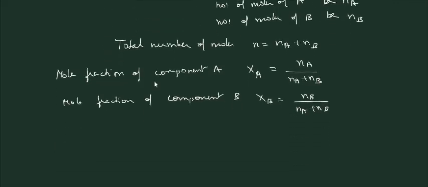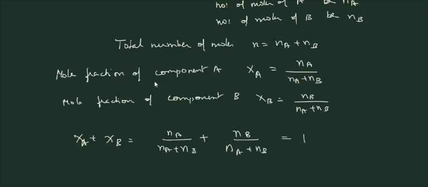If Xa and Xb are added, we get Na divided by Na plus Nb plus Nb divided by Na plus Nb. This is equal to 1. So the sum of mole fractions of all the components in a solution is 1.